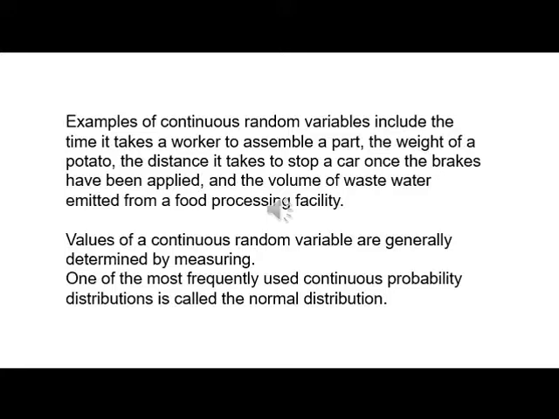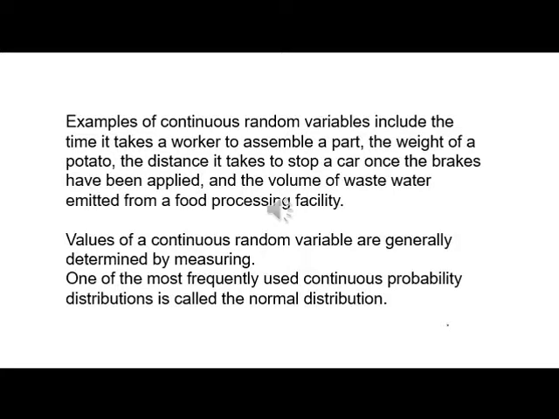Examples of continuous random variables include the time it takes a worker to assemble a part, the weight of a potato, the distance it takes to stop a car once the brakes have been applied, and the volume of wastewater emitted from a food processing facility. Values of a continuous random variable are generally determined by measuring.